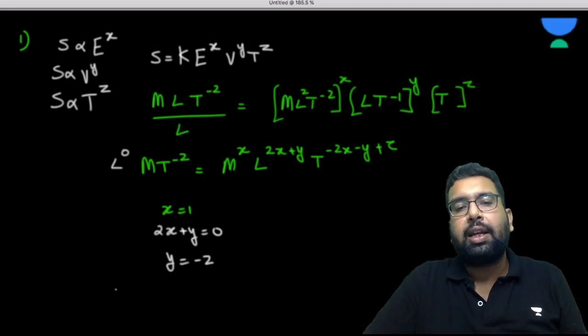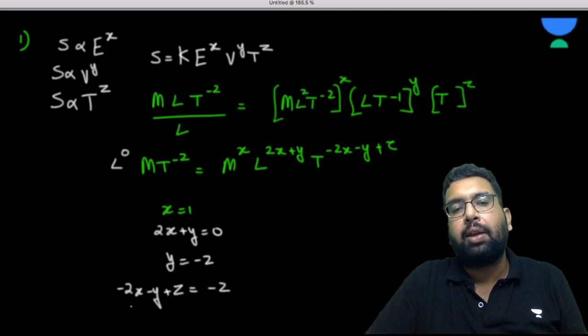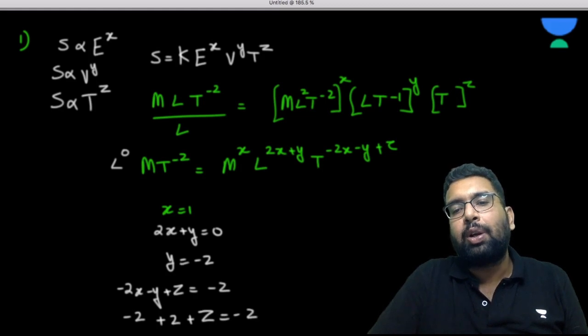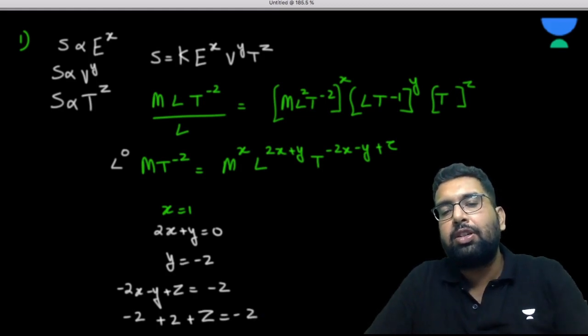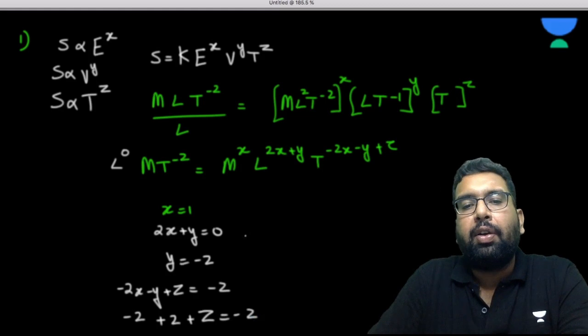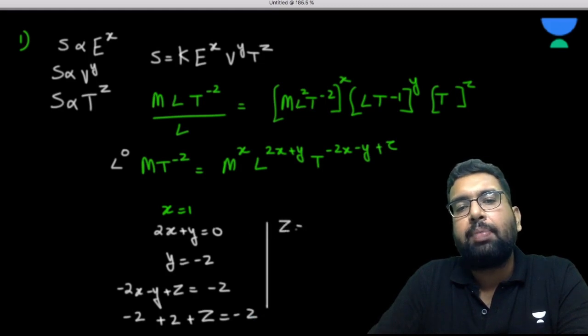Now for t, it is minus 2x minus y plus z is equal to minus 2. Okay. Now putting the value here, x is equal to 1. y will become minus, minus 2, plus z is equal to minus 2. So what are we going to get? We are going to get z as minus 2 here.